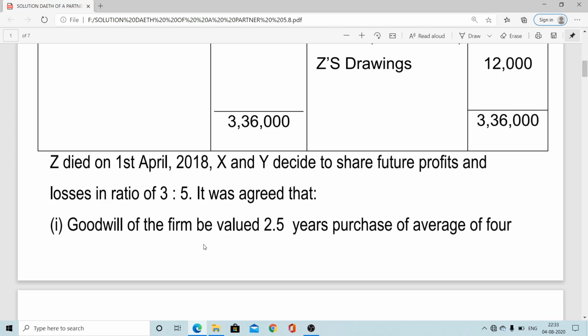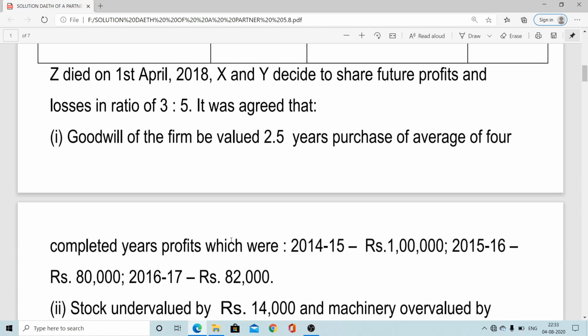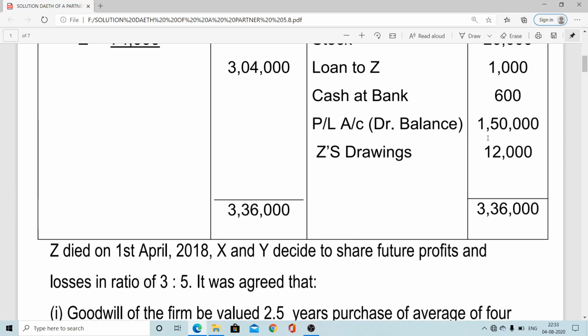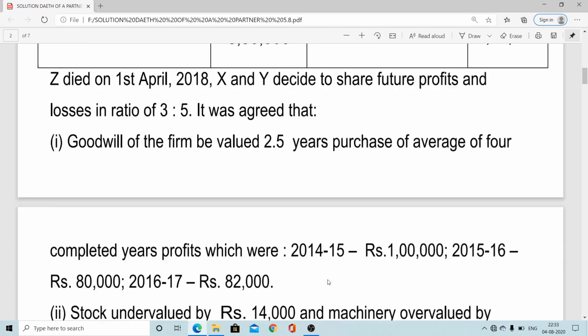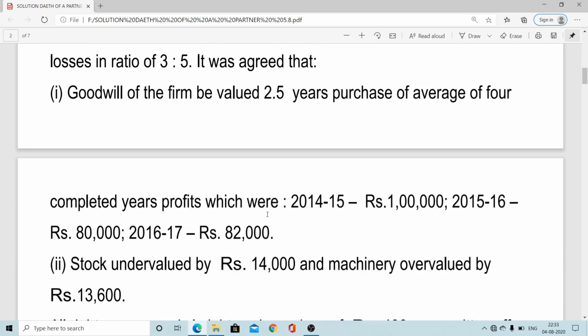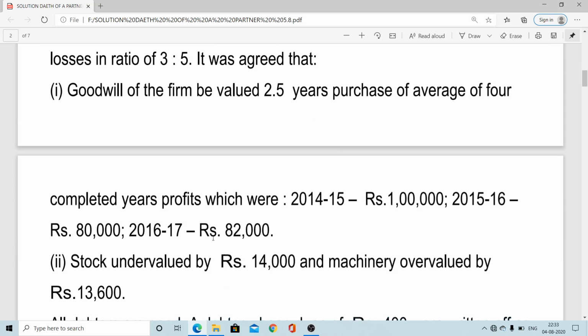First of all, the goodwill of the firm is to be valued at 2.5 years of purchase of the average of 4-year profit. So 2.5 years purchase of average profit from the last 4 years. Here it is provided first year, second year, third year, and the current year, where there is a heavy loss of 1,50,000. It is provided here. So with the fourth year profit, we have to calculate the value of goodwill.